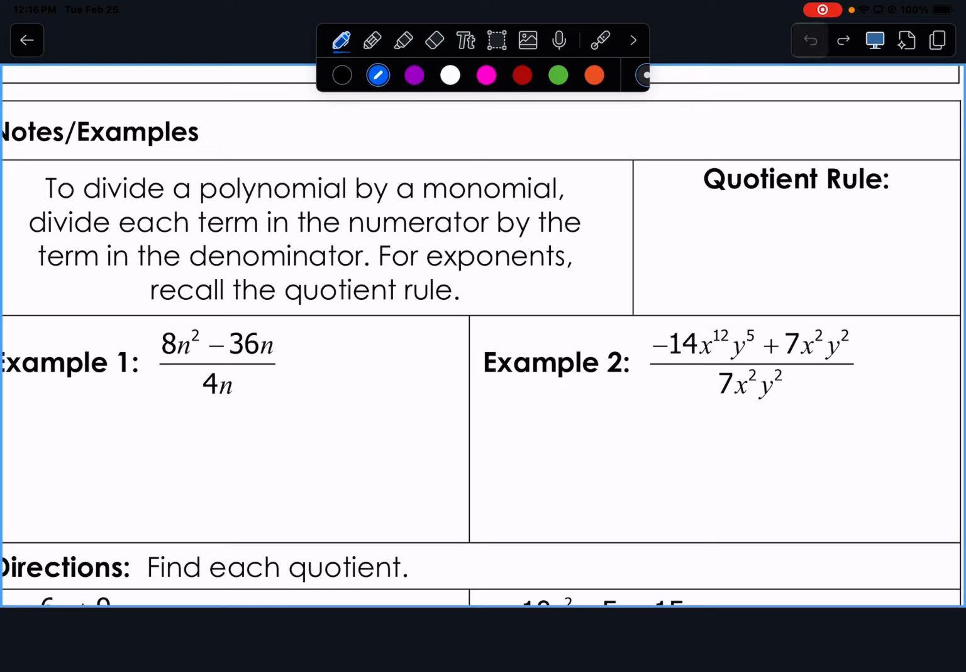Whoops. Today's the 28th, right? It's the 25th? Yeah.